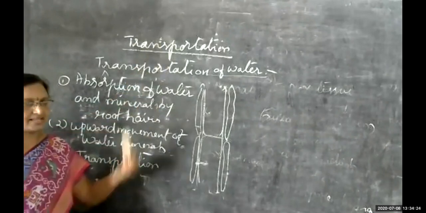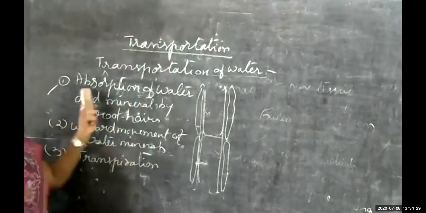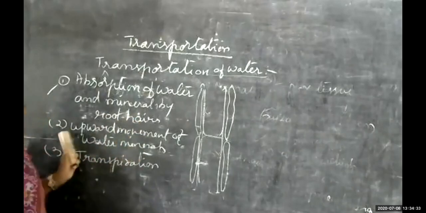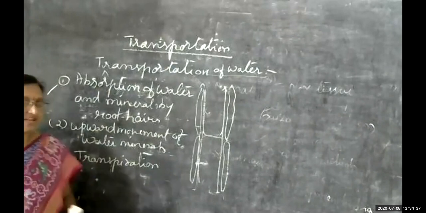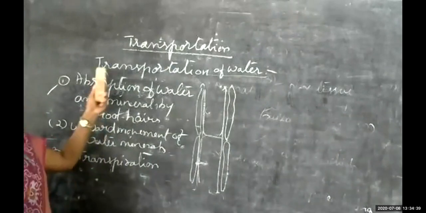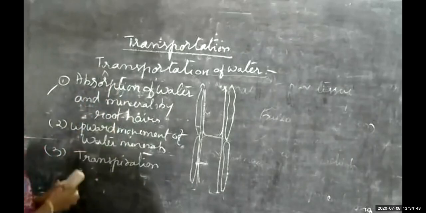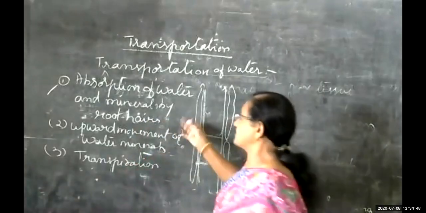parts of the plant, like leaves, branches, and topmost part of the plant itself. First one is absorption of water and minerals by the root hairs. Then second one is upward movement of water and minerals. The third one is the transpiration process. Okay. We will take one by one. We will observe one by one how the water is transported from roots to the other parts of the plant.